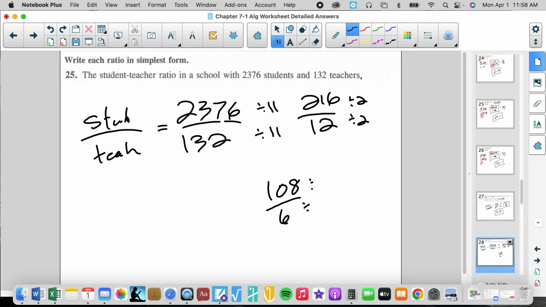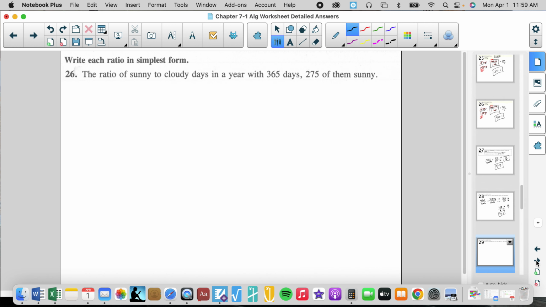6? Yeah, 6 goes in 18, 1. So 18 to 1 ratio of students to teachers. Students to teachers is 18 to 1. Yes, let's go. Sunny days.